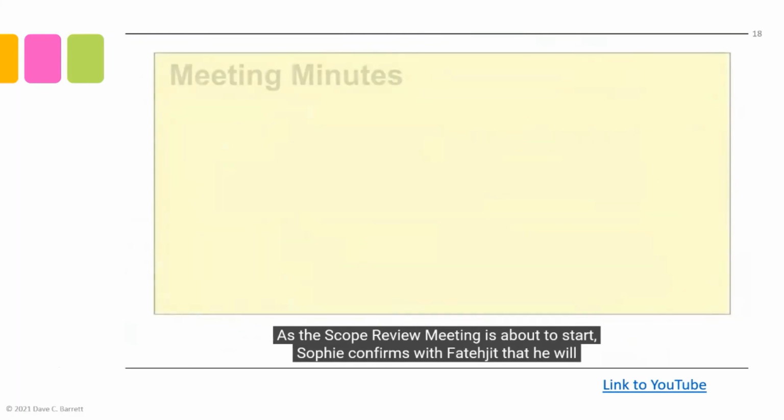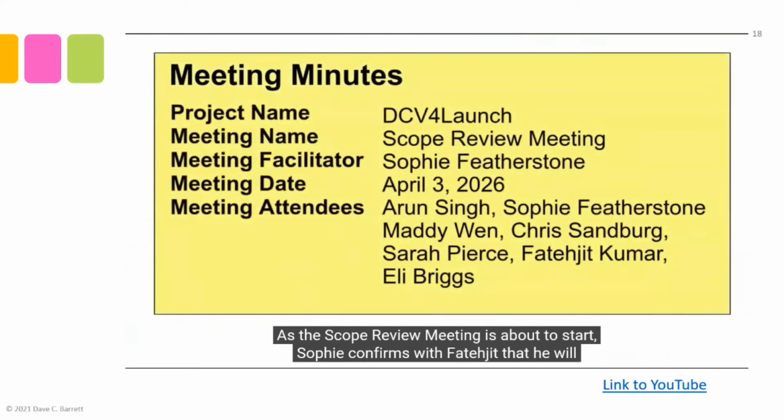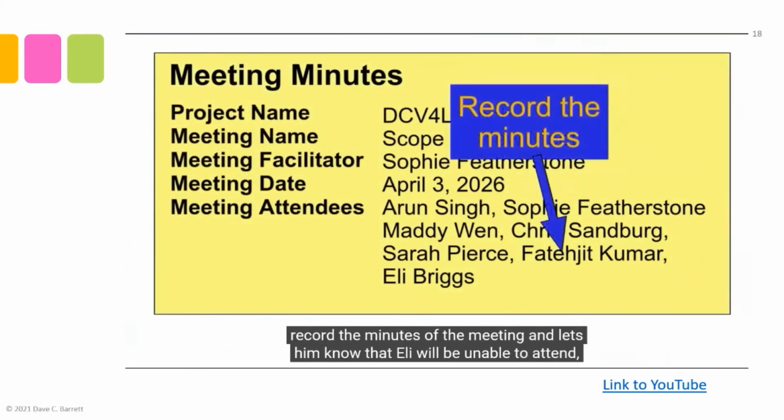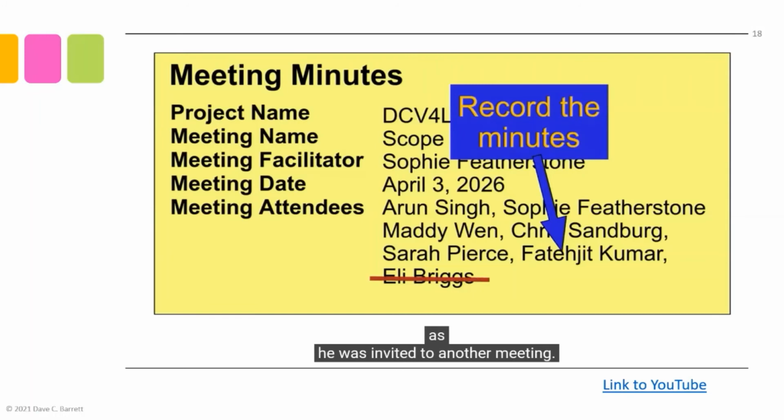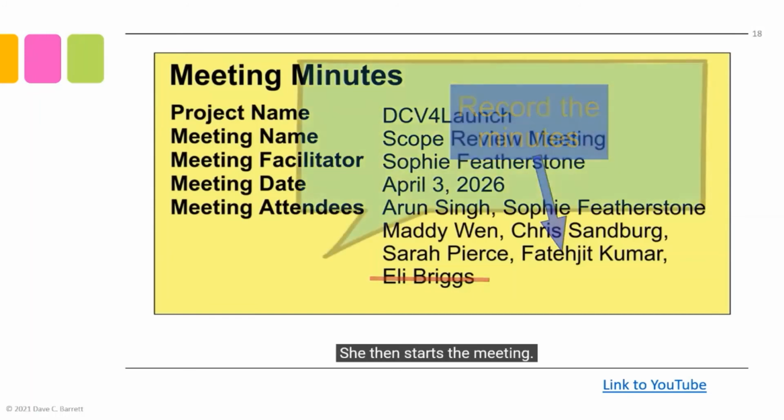As the scope review meeting is about to start, Sophie confirms with Fatijit that he will record the minutes of the meeting and lets him know that Eli will be unable to attend as he was invited to another meeting. She then starts the meeting.